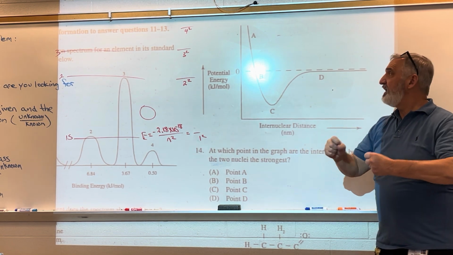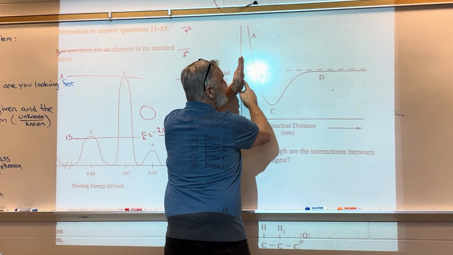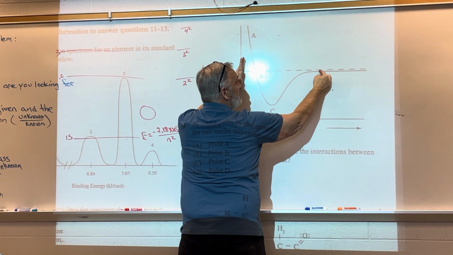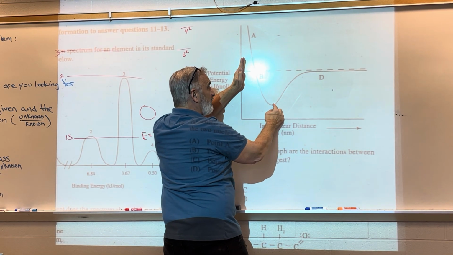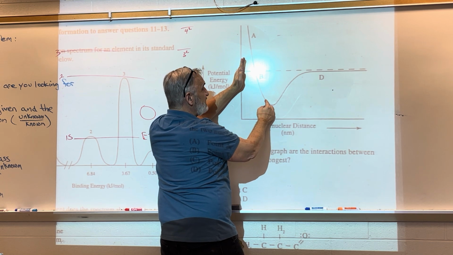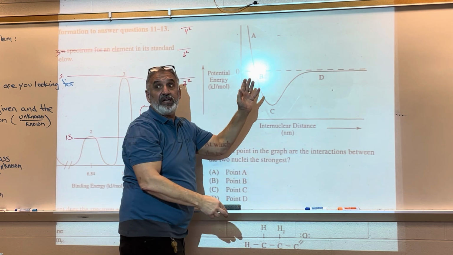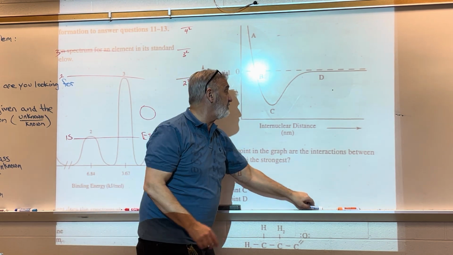Here they're too far apart. So you have one atom here, and this is the distance between the nuclei. As this atom is approaching, there's no attraction. Now the attraction starts getting more and more. You have the greatest attraction. And then as they start getting closer, the nuclei begin to repel one another, and you get lesser and lesser attraction. So you always just want the bottom of the well.